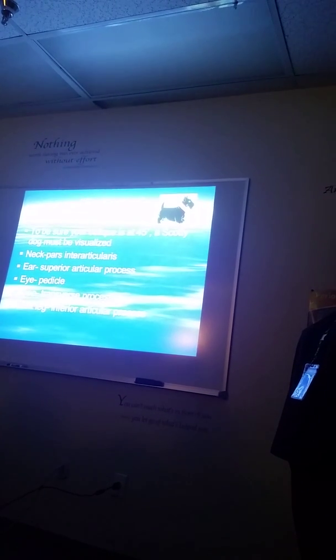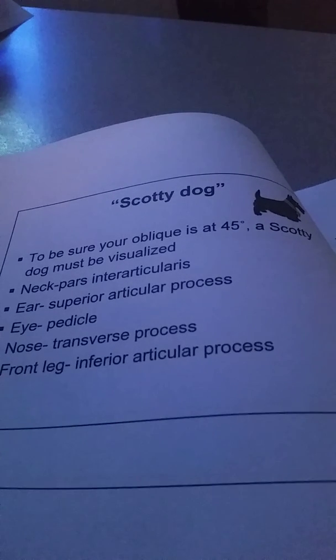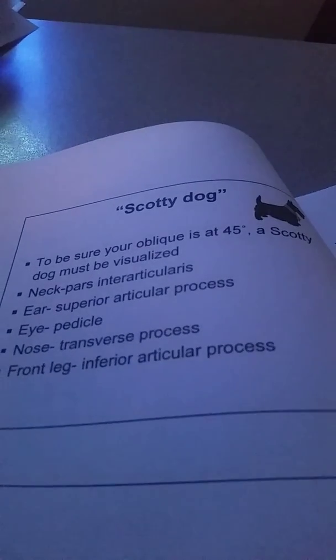All right, now we've got to know the parts of the dog. His neck is the pars interarticularis. What color is his pars interarticularis? Red. His ear is a SAP, his eye is a pedicle, his nose is a transverse process, and his front leg is an IAP.